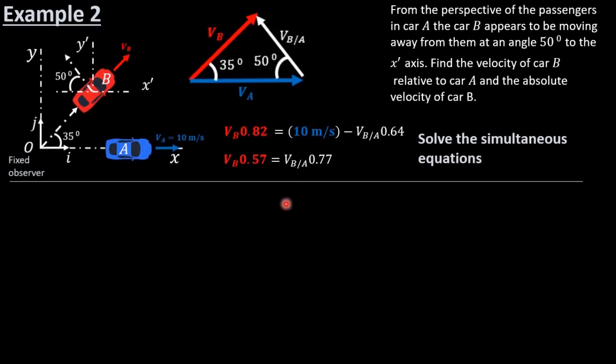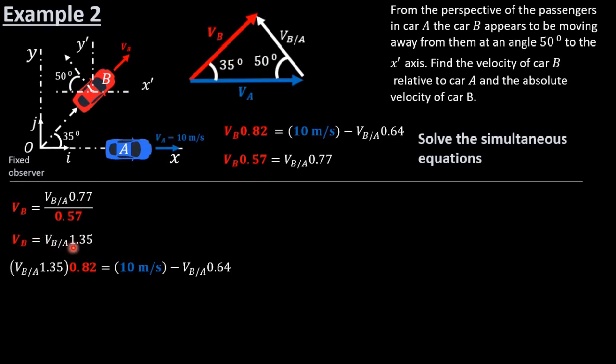I'm going to use the substitution method. There is more than one way to solve simultaneous equations, but I'm going to use the substitution method. I'm going to rearrange this equation for VB by dividing both sides by 0.57 to get that, and then simplify that down. So 0.77 divided by 0.57 will give me 1.35. I then substitute VB into this equation here. All I did was take VB after I've simplified it down and substitute it into this equation to get this, and then simplify this down using my calculator again.